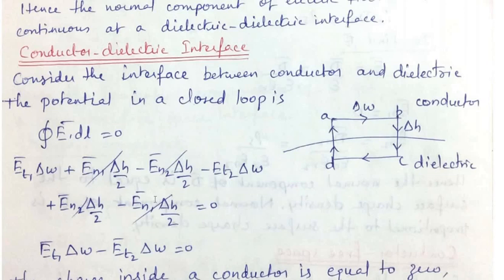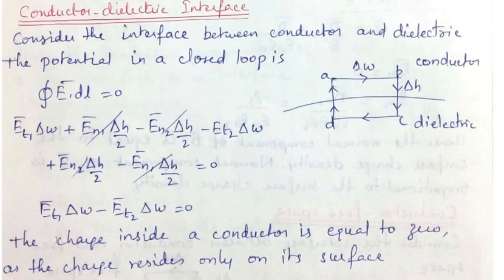The rules for expanding and writing this equation are the same. So start with Et1 delta w, that is a tangential component, then the normal component En1 delta h by 2 between these 2 points. Next from here till here it is minus En2 delta h by 2. Next from C to D it can be written as minus Et2 delta w. From D to the boundary plus En2 delta h by 2, and from the boundary to A write it as minus En1 delta h by 2 and equate it to 0.